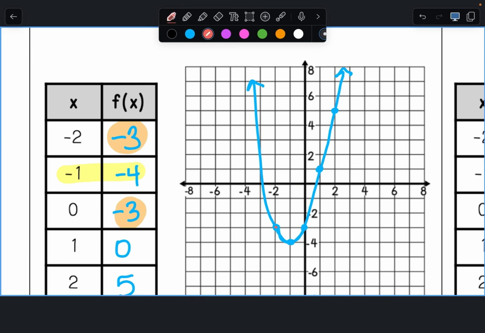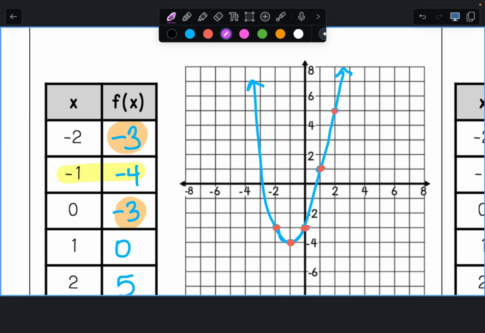These are the points that I plotted from my table. But I know that it's supposed to look like a U shape, so I just kind of extended this line right here. Okay? It looks like a weird U, but it is a U. Everybody got your graph? Nope. It looks like a fish hook. Now it looks like a U.